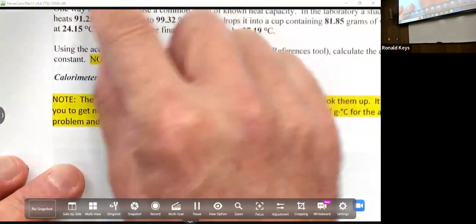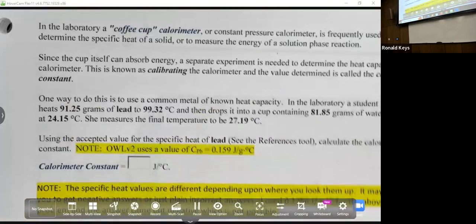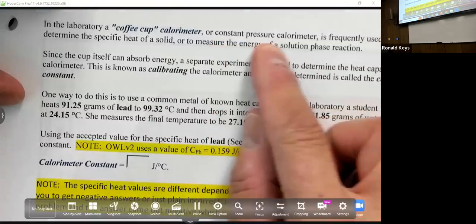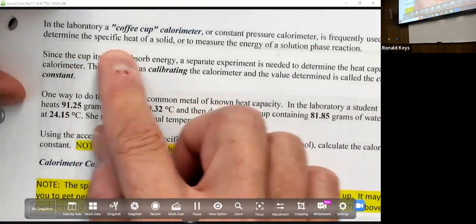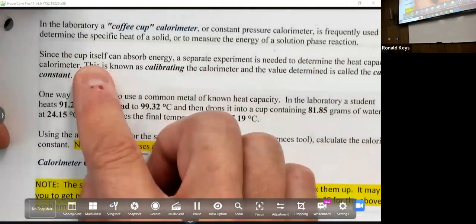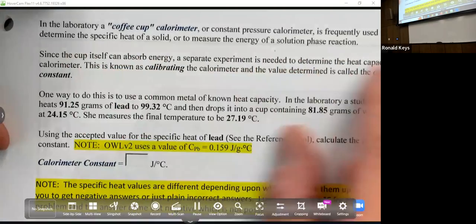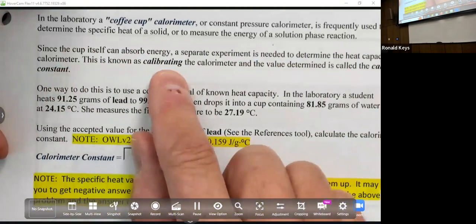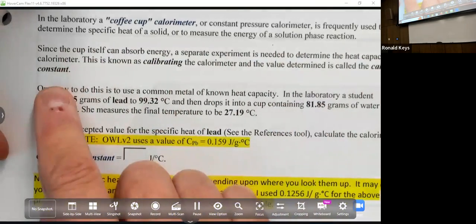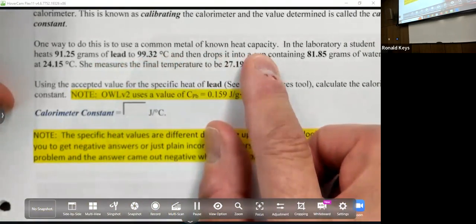So this is directly from OWL, and I cut and pasted it. So in the laboratory, a coffee cup calorimeter or constant pressure calorimeter is frequently used to determine the specific heat of a solid or measure the energy of a solution phase reaction. Since the cup itself can absorb energy, a separate experiment is needed to determine the heat capacity of the calorimeter. This is known as calibrating the calorimeter, and the value determined is called the calorimeter constant. One way to do this is to use a common metal of known heat capacity.